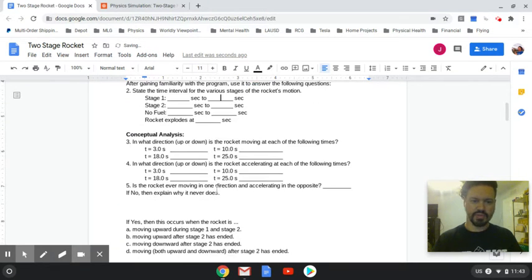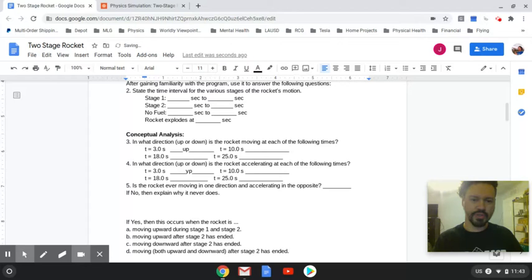What else? These ones say, in what direction, up or down, is the rocket moving at each of these times? Well, pretty much for all of them, at 3 seconds, the flame is still on, so it's still accelerating up and moving up. So you just have to put up. And then down here, which way is the acceleration at this time? Well, it's still accelerating up.